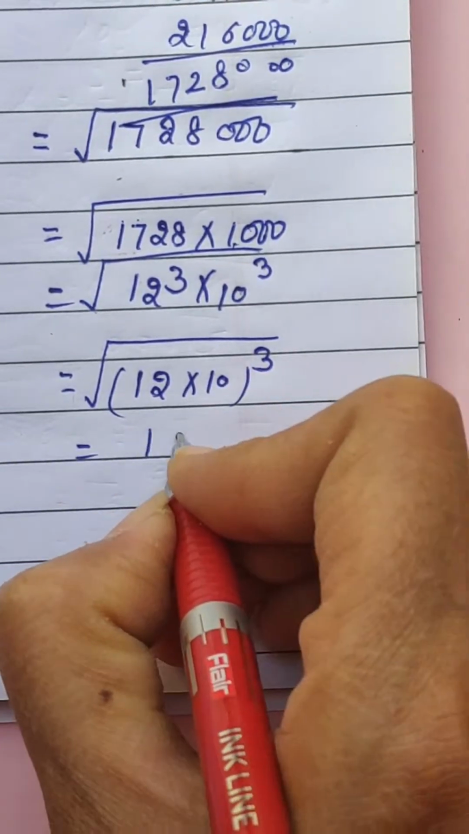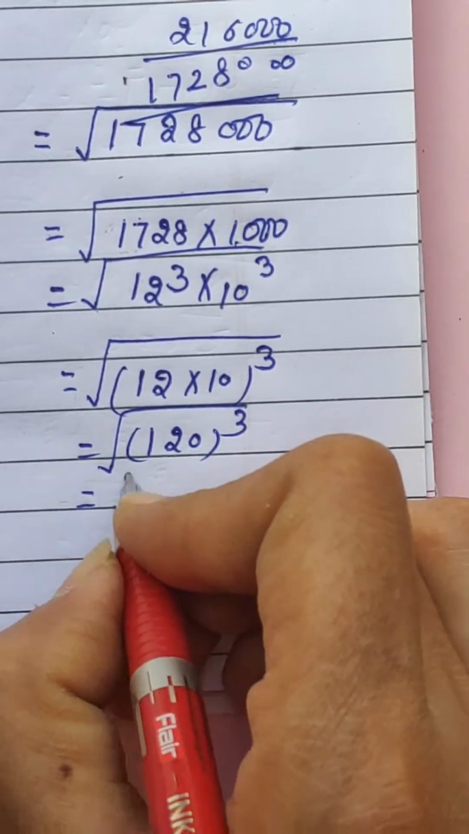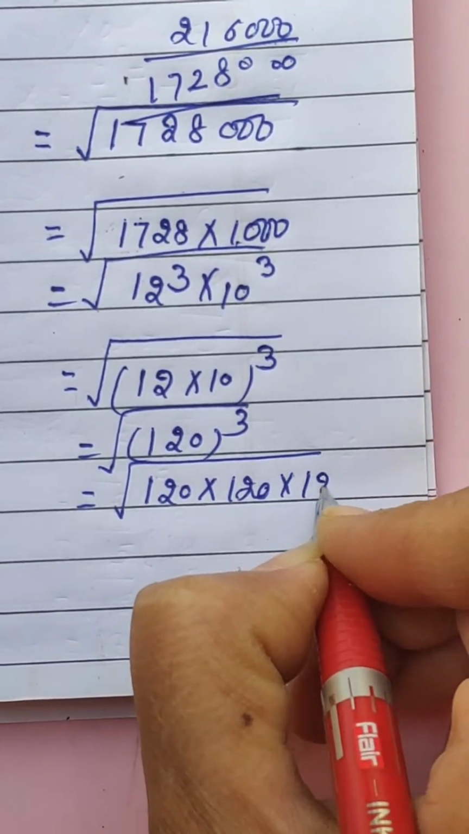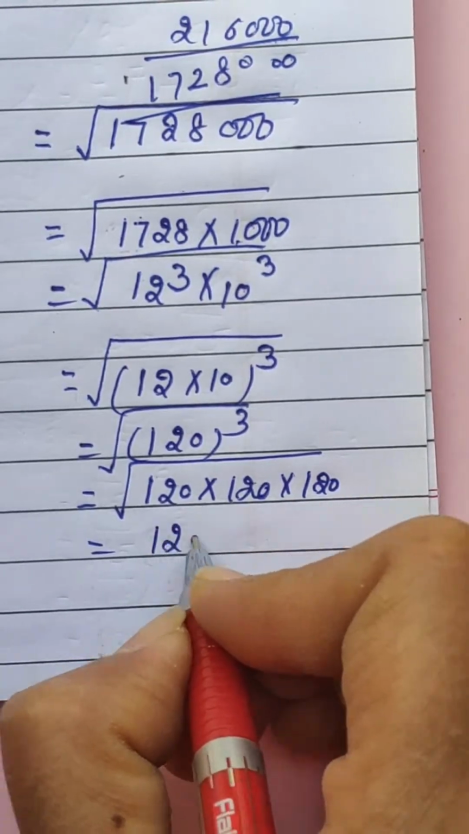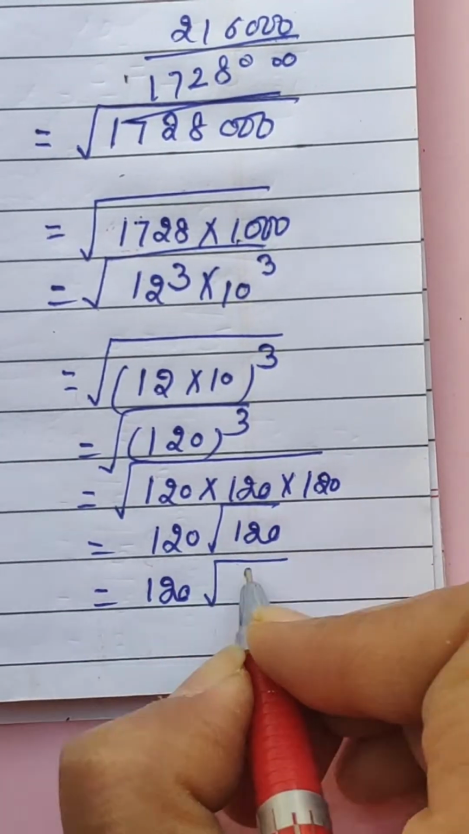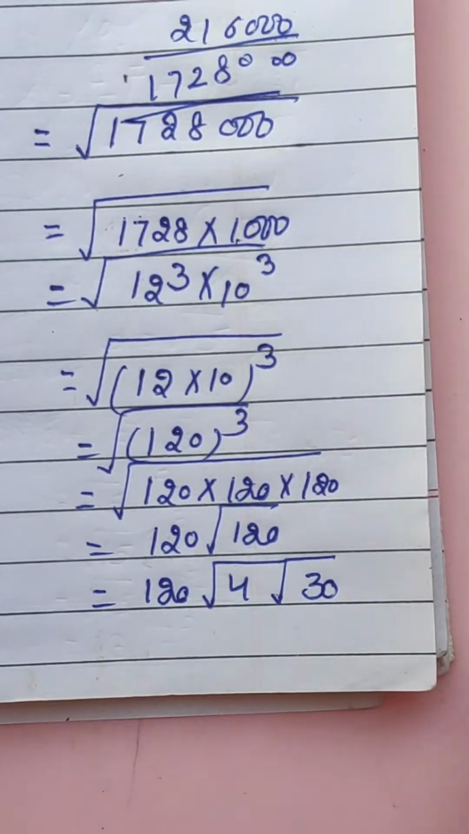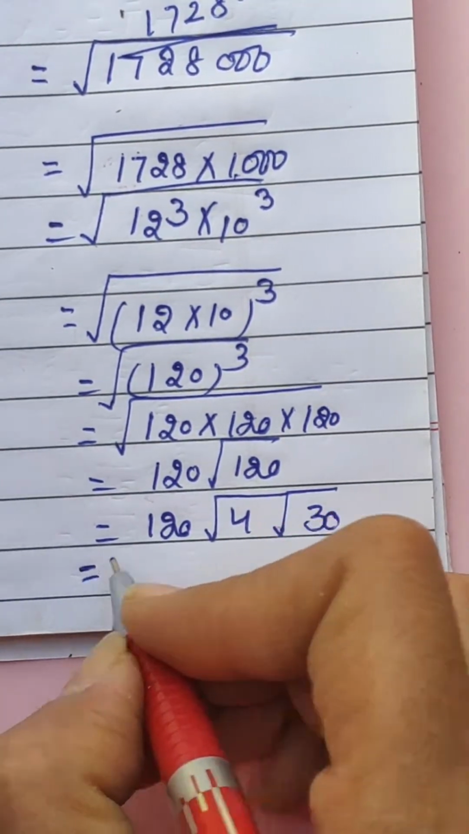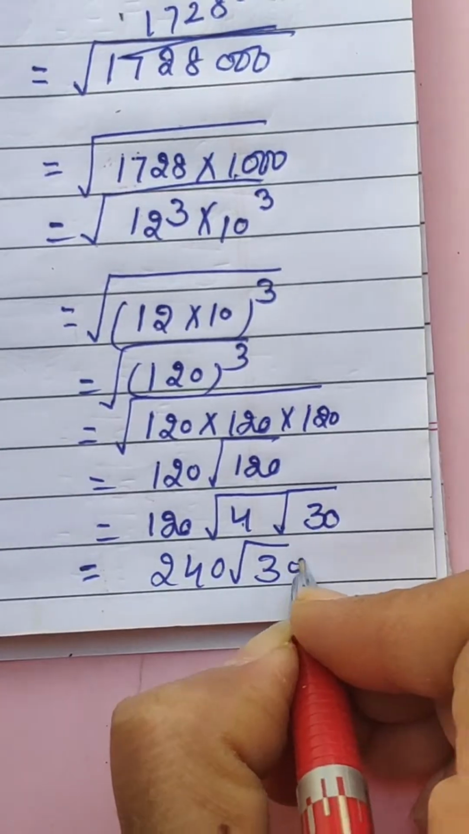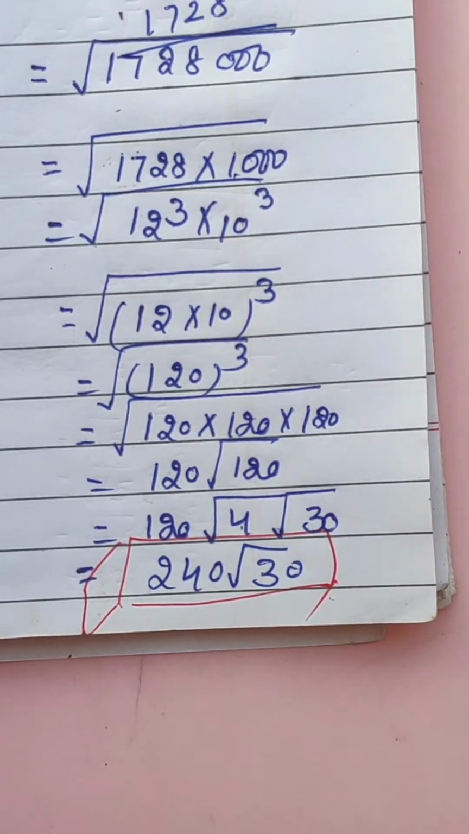So we can write 120 cubed. It means 120 multiplied by 120 multiplied by 120. So here 120 can be common and 120 squared will be inside. So 120 into 4, right, into 30. So here it is 240 multiplied by 30. So this will be the answer with both the methods.